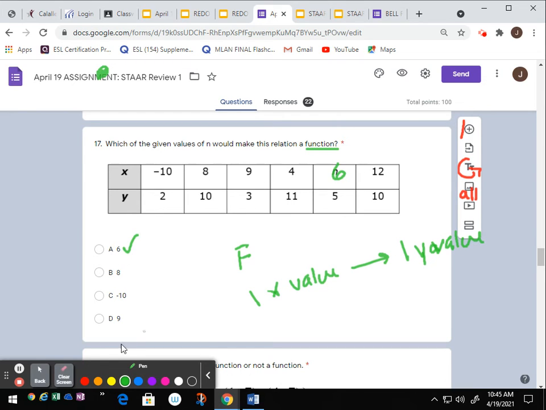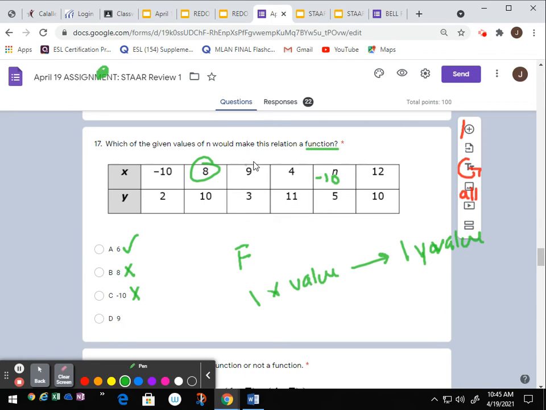Let's put in 8 here. If we erase this and put 8, we see that we have 8 here, and now we have 8 again. We have repeating x values, so B cannot be our answer. Let's put in negative 10. We put negative 10 here. We see negative 10's also here. So we have negative 10 going to 2 and negative 10 also going to 5. So negative 10 can't be an answer.